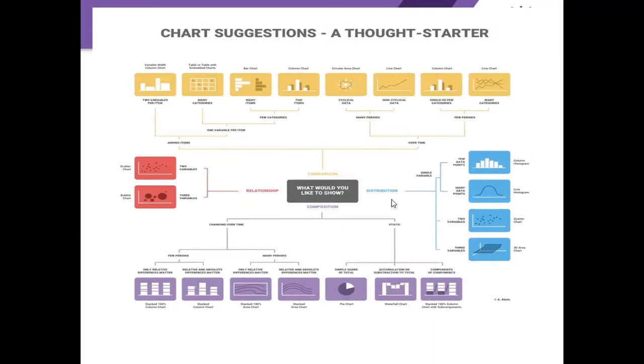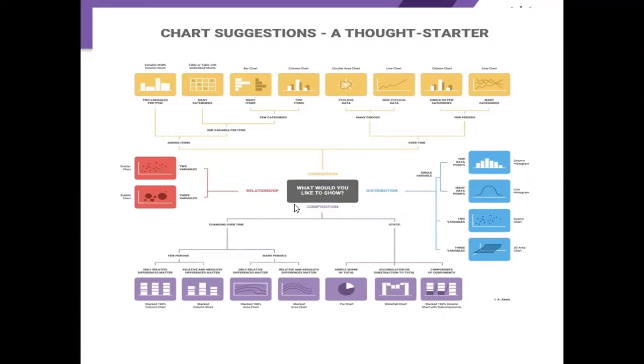If you want to show distribution of data, it depends on whether there is a single variable or two or more variables. If there is a single variable and you want to show its distribution, you can use a histogram or line histogram. If you are using two or more variables, for that you can use a scatter chart or area chart.